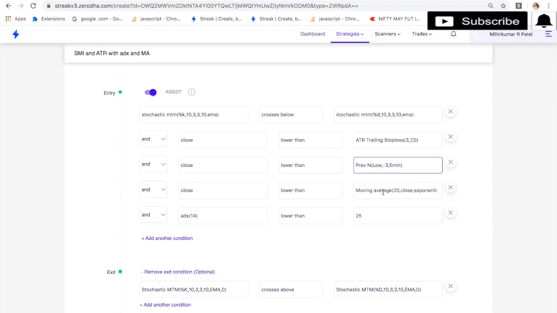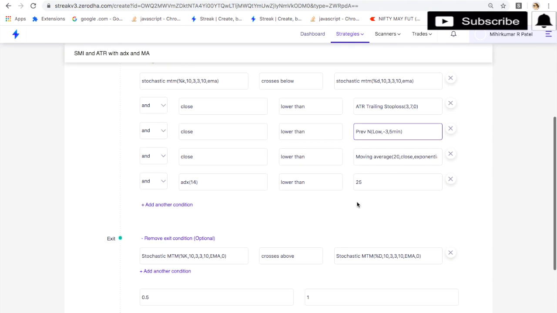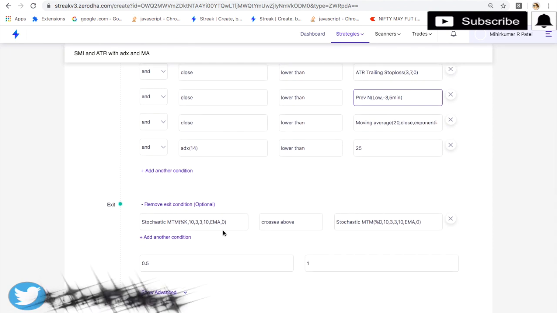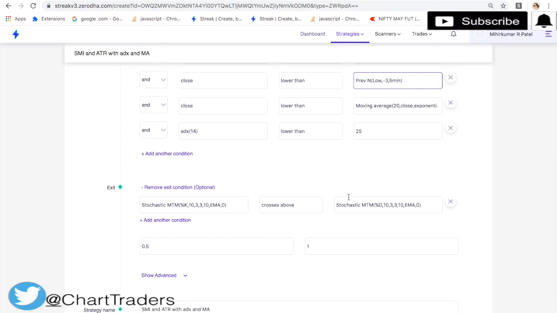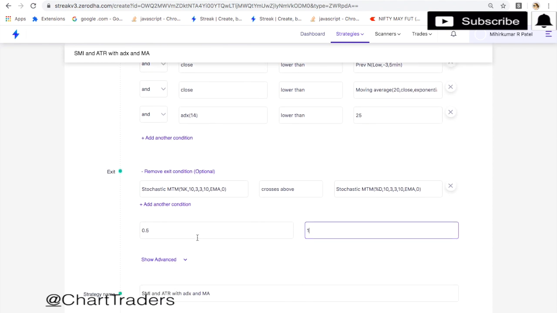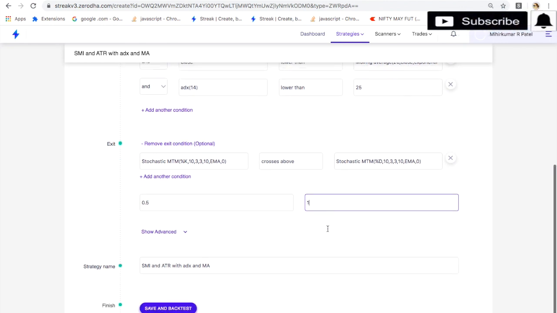close is lower than moving average 20, because that confirms the trend is in a downtrend, and ADX is lower than 25, meaning the trend is not yet strong; it becomes strong once it crosses 25. What is the exit condition? Stochastic momentum percentile K crosses above your percentile D. What is the stop loss? 0.5 and the target is 1. So 0.5 or this one, whichever happens earlier will be our exit point, and the target is 1 percentile.